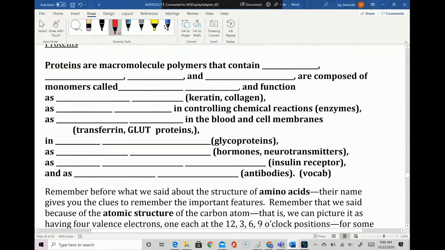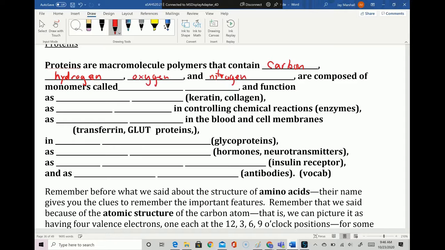Okay, so now we are on proteins. Proteins are macromolecule polymers that first and foremost contain what atom? Carbon. And what one always goes along with carbon? Hydrogen. Okay, nitrogen I'm going to put there. And then I'm going to put oxygen here, right?